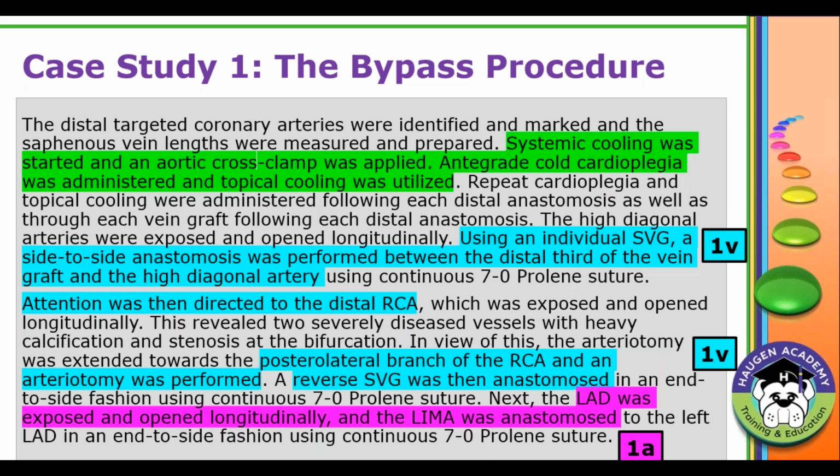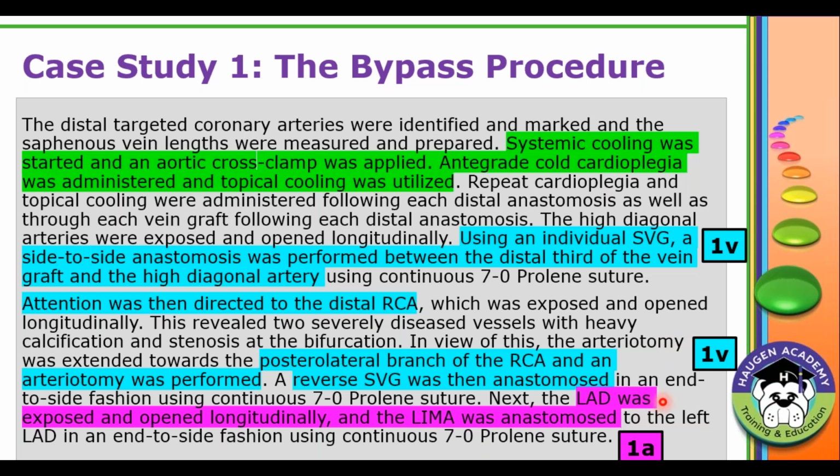In blue, we see the discussion of the coronary artery anastomoses using the saphenous vein graft. So using an individual saphenous vein graft, he did a side-to-side anastomosis between the distal third of the vein graft and the high diagonal artery. So there's one. And then attention was turned to the RCA, where the posterolateral branch of the RCA and an arteriotomy was performed, and then he did a reverse saphenous vein graft anastomosis to that. So we have 2 coronary artery sites that have been connected to a saphenous vein graft.